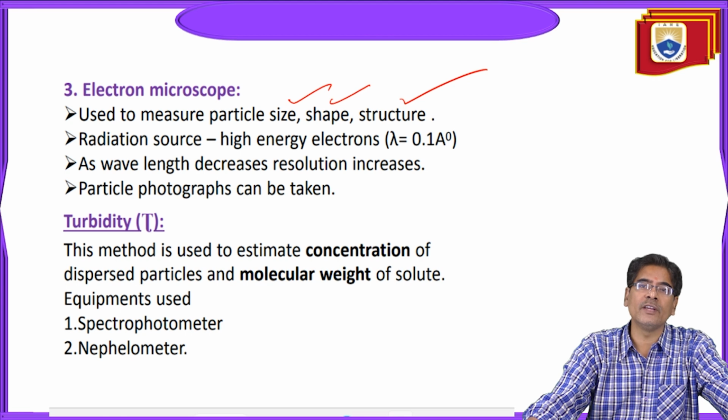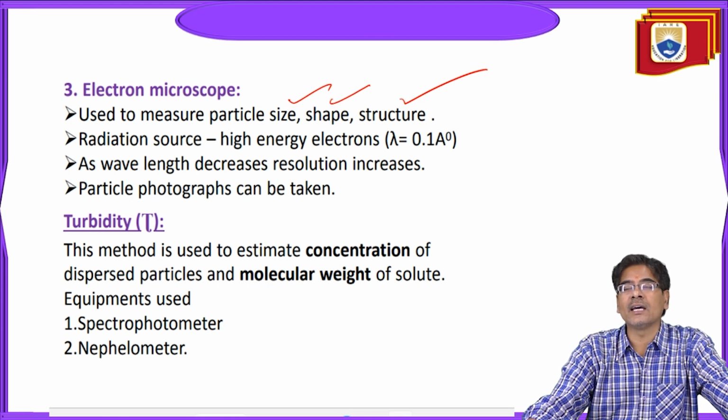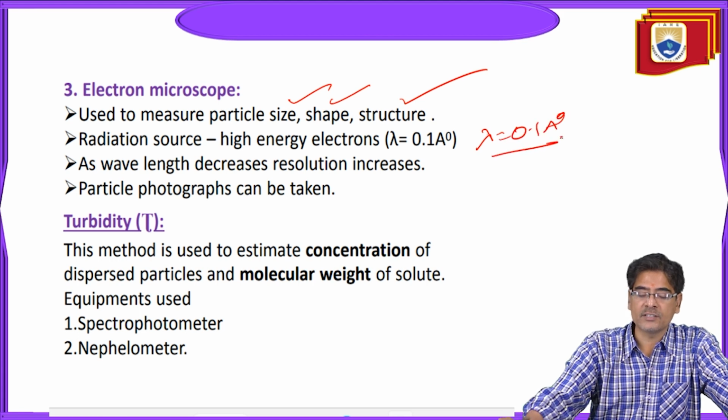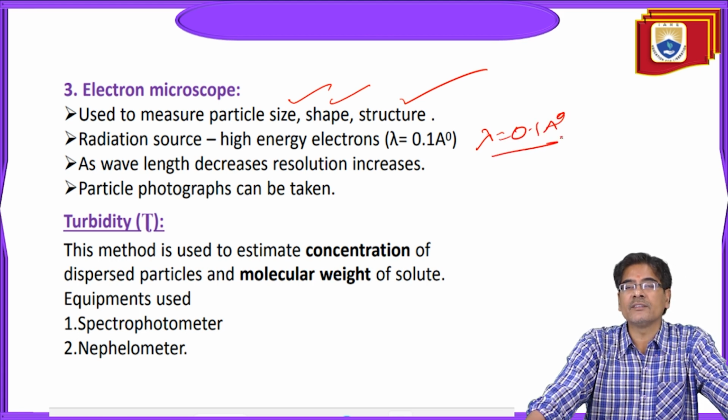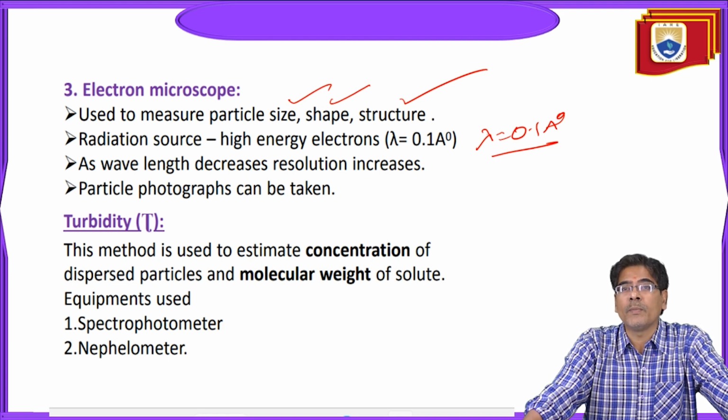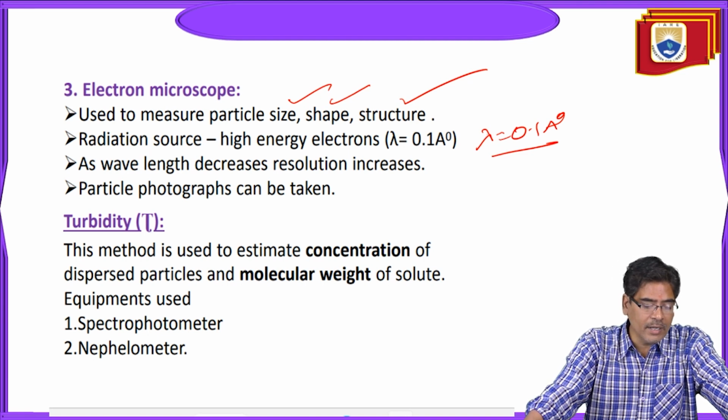The wavelength of the higher energy electron should be around 0.1 angstroms. As the wavelength of the incoming radiation decreases, resolution increases. So particle photographs can be taken. So this is what we can see.